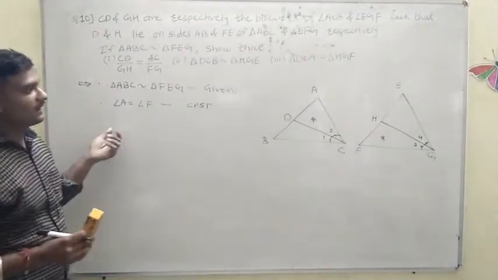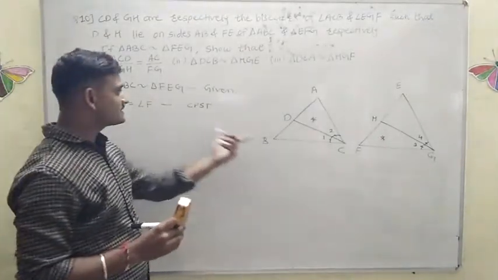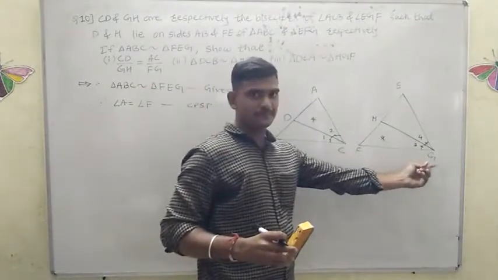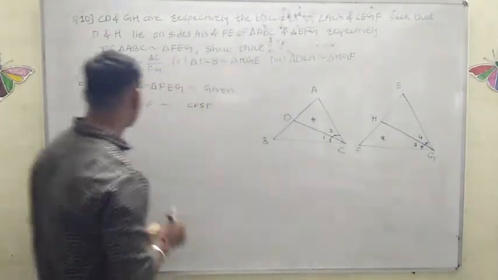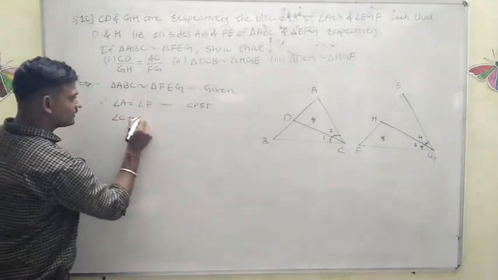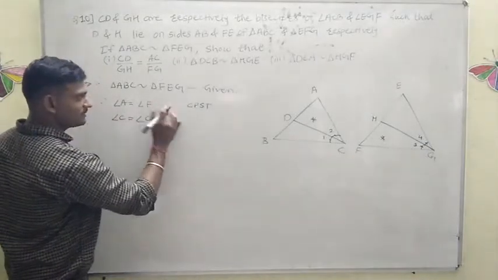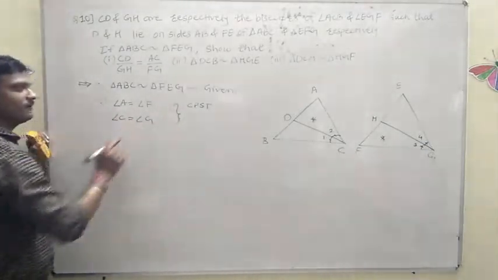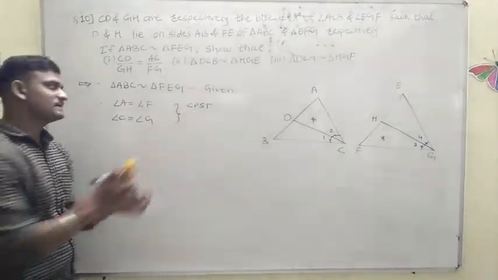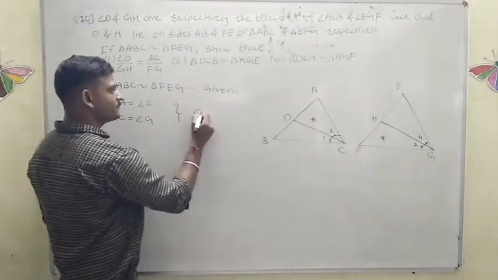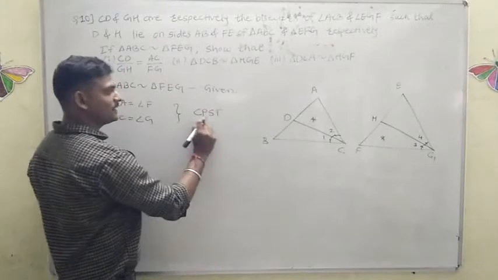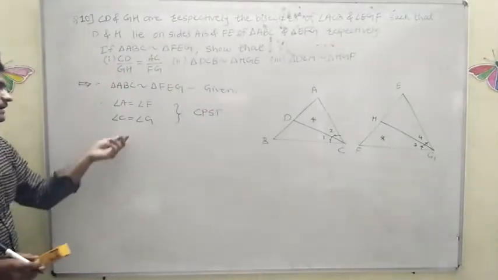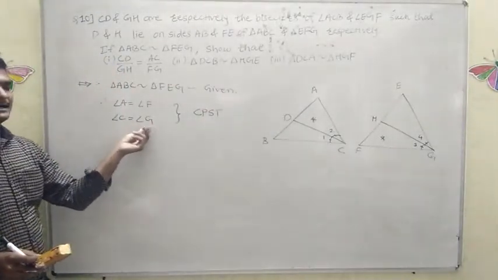Along with this, can I say that angle C is also equal to angle G? Angle C is equal to angle G. The reason is the same for both: CPST, corresponding parts of similar triangles are equal. Therefore, angle C is equal to angle G.